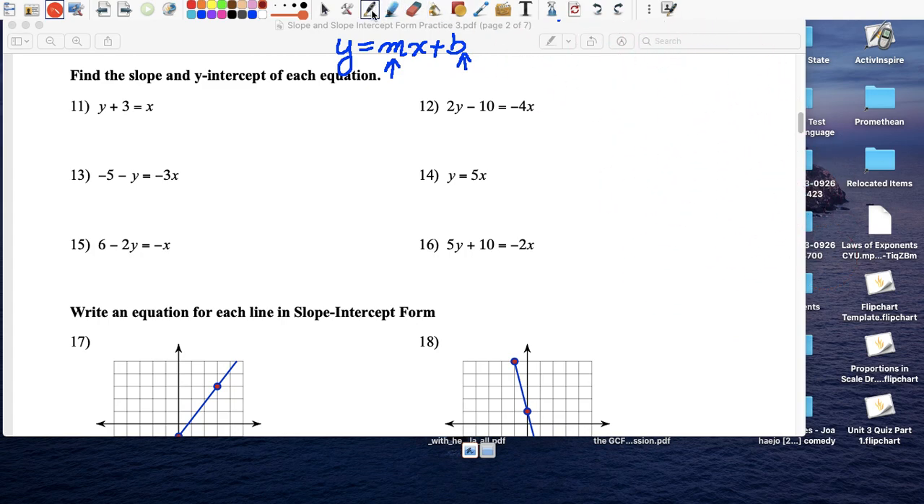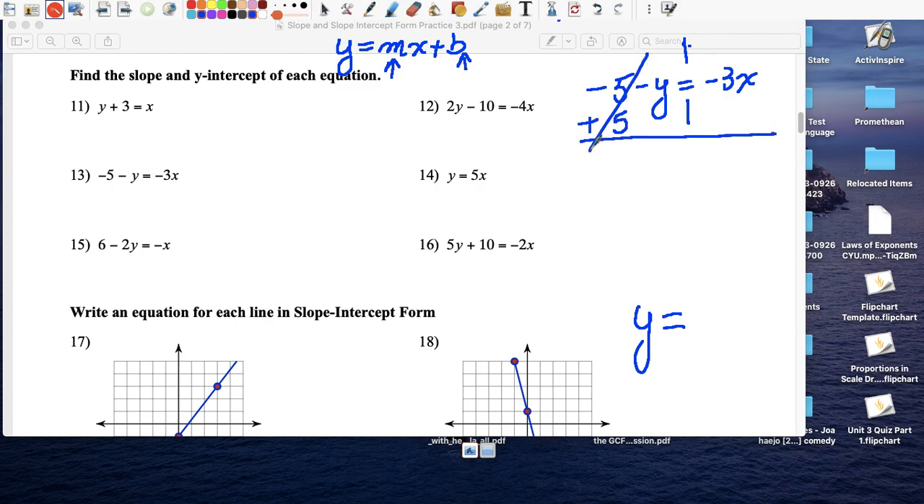Number 13. -5 minus y equals -3x. All right, same thing. We have to make that look like this, right? Y equals something x minus 5 plus 5, something. So let's get rid of the minus 5 on the left side. To do that, because it's minus 5, I'll do plus 5. That equals 0, and the only thing left over on the left side is -y. But don't forget, you have to add plus 5 on the other side. So now I have -3x plus 5.